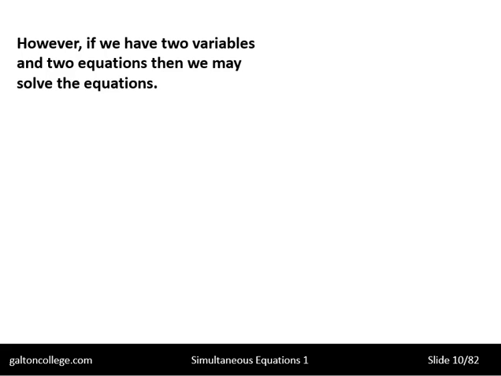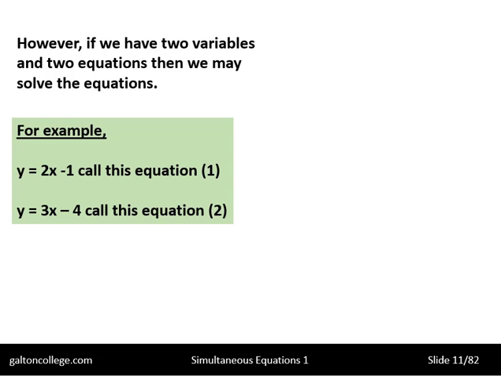If we have two variables and two equations, then we will have a solution. We can solve it. The one earlier we couldn't solve because the value of y depended on whatever value we gave to x. But to get a solution, we need two equations. For example, y equals 2x minus 1 and y equals 3x minus 4. So we've got two equations now. Now we can solve these. We can find unique values for x and y.